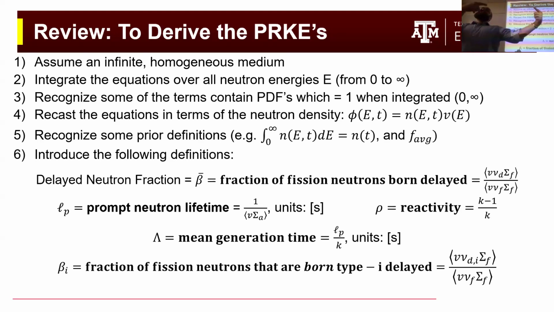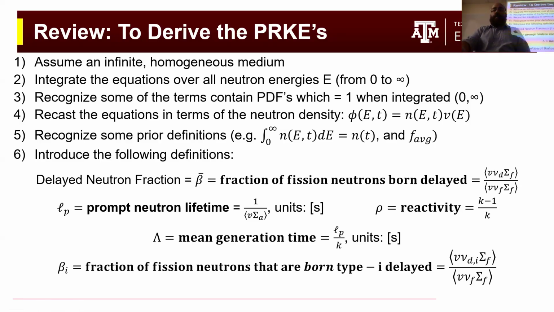We integrated that energy-dependent diffusion equation over all energies. We recognized that some of the terms in those equations contain probability density functions, such that when we integrated them over all energies, they gave us a factor of 1, which allowed some things to simplify. We made use of a lot of prior definitions so that any energy integrated densities, we recognize as just the total density. And we also made use of the definition of an average of a function to take some of these complicated integrals and rewrite them as averages.